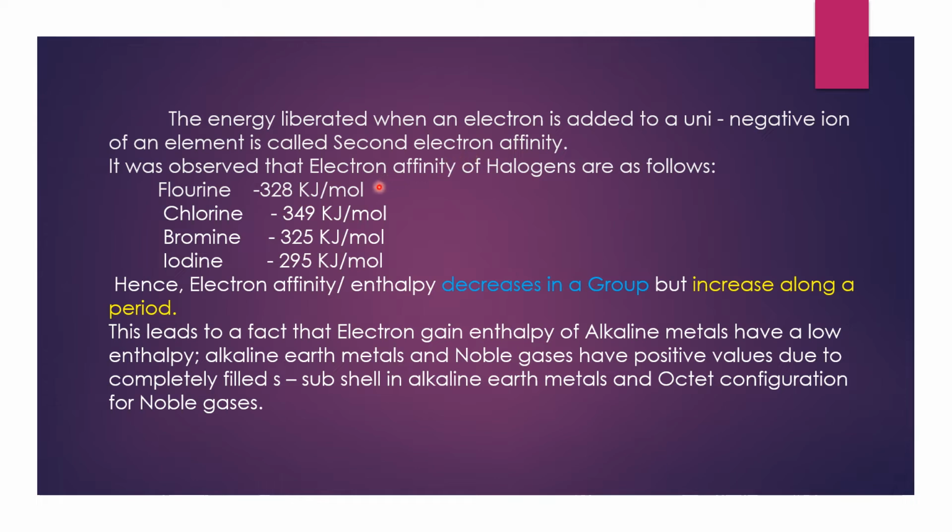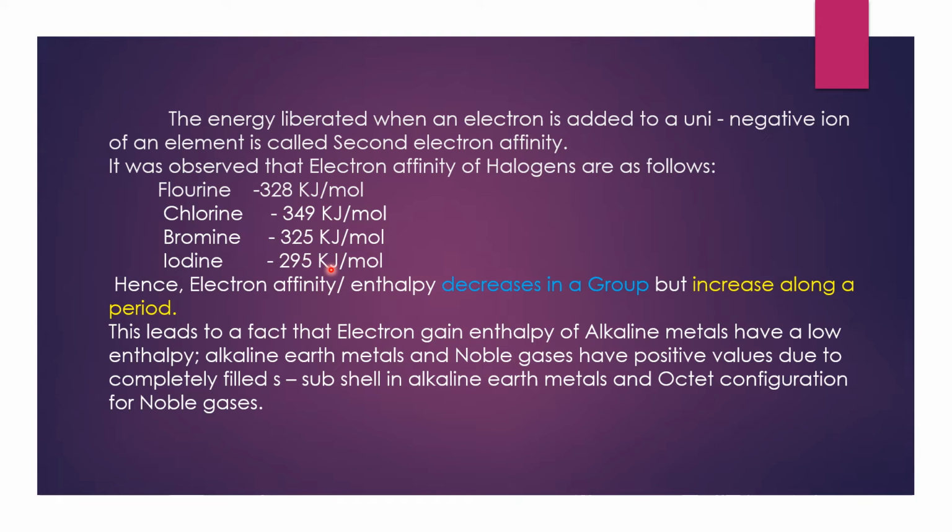It was observed that the electron affinity of halogens, the seventh group of elements, is as follows. The group of elements fluorine, chlorine, bromine are known as halogens, and their electron affinity values are as follows: fluorine minus 328 kilojoules per mole, chlorine minus 349 kilojoules per mole, bromine minus 325 kilojoules per mole, iodine minus 295 kilojoules per mole.